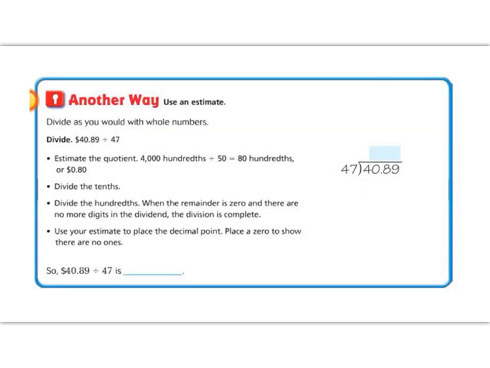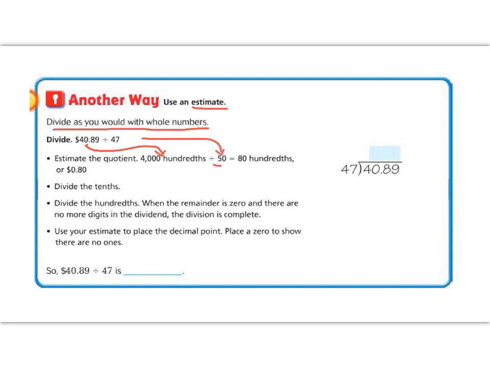Let's try another problem in the Another Way section. This time it says we're going to estimate. So first it says divide as you would with whole numbers. We're going to divide the number 40.89 by 47. First, let's estimate. If we take that decimal out, we would have 4089. And that almost looks like 4,000. So we're going to round 4,089 to 4,000. And we're going to round 47 to 50 so that we get nice, easy numbers.